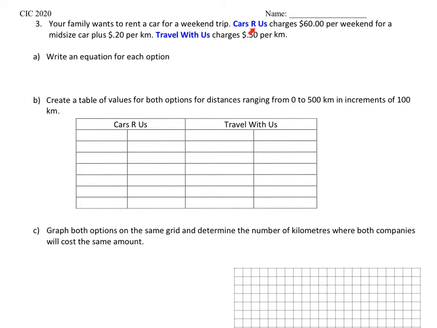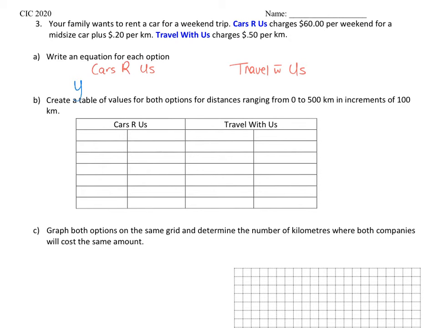There's Cars R Us. They charge $60 per weekend for a car, plus 20 cents per kilometer. And then there's Travel With Us, and they just charge 50 cents per kilometer. So first things first, hopefully from those words, you can try to write an equation. Okay, so Cars R Us charges $60 per weekend. That's our initial value, our flat fee, our y-intercept, and 20 cents per kilometer.